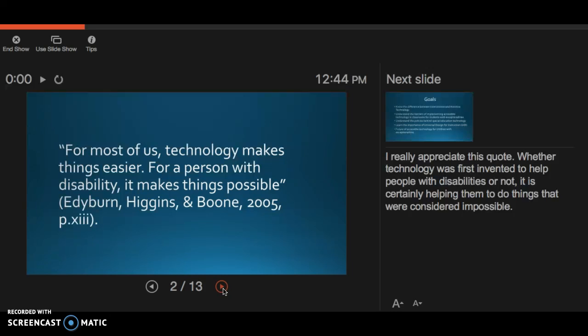I really appreciated this quote. For most of us, technology makes things easier. For a person with disability, it makes things possible. This quote just resonated with me, so I thought I'd share this. Whether technology was first invented to help people with disabilities or not, it is certainly helping them to do things that were considered impossible.